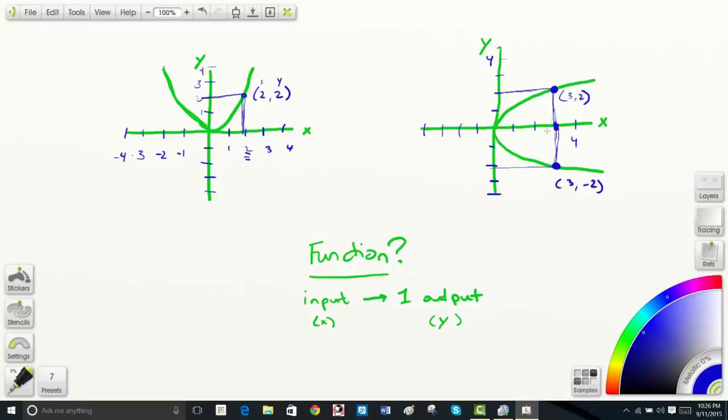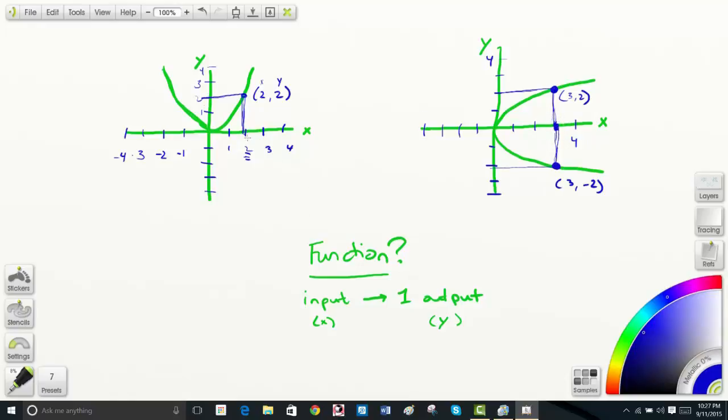So if any of this is unfamiliar to you, this would be a great question to ask in class. This should all be review, but just in case it's not, feel free to ask. So over here we have, again, a parabola, or a U-shaped graph. We're looking at an input of 2 and checking what the y output is. And over here we have an input, say, of 3, and we're checking to see what the y output is.